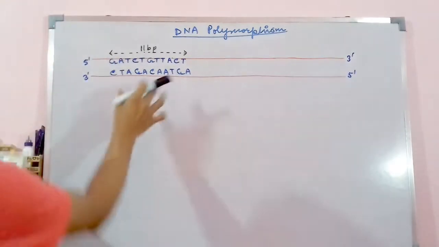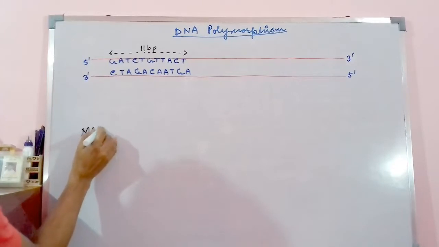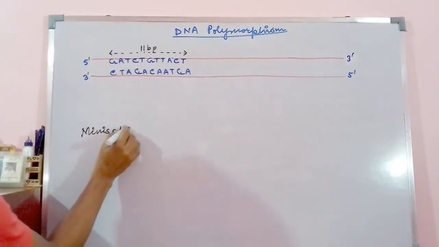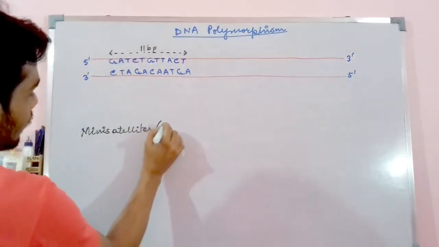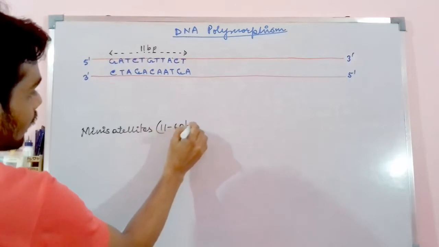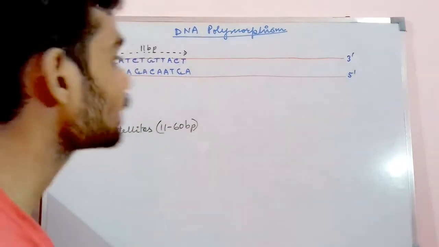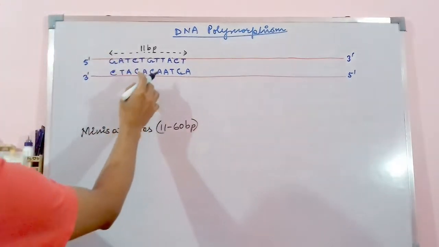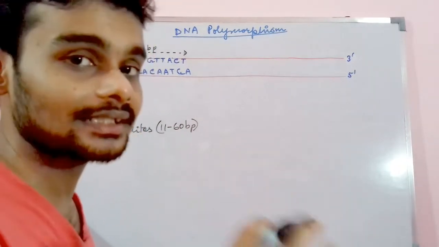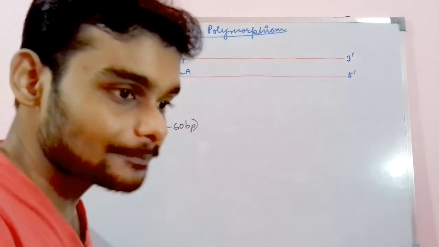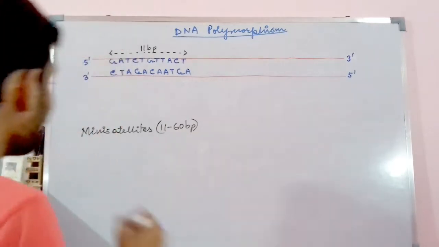Generally these satellite bodies are known as mini satellites. Mini satellites are almost 11 to 60 base pairs in sequence. And within these mini satellites, there is also another type of satellite body, which is a subsection of the mini satellite body, and those are known as microsatellites.